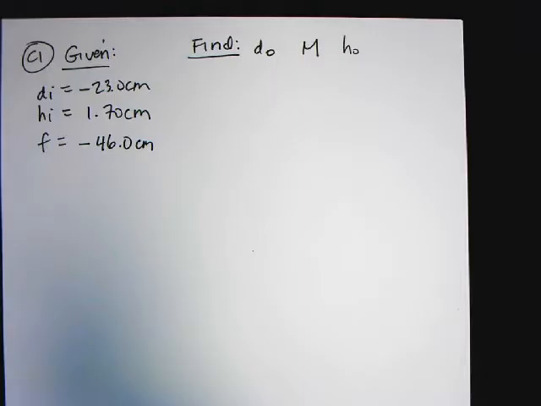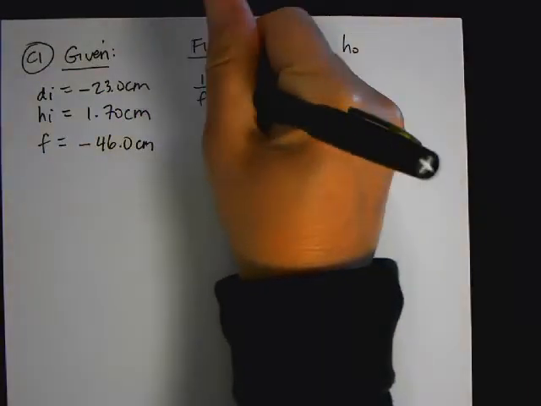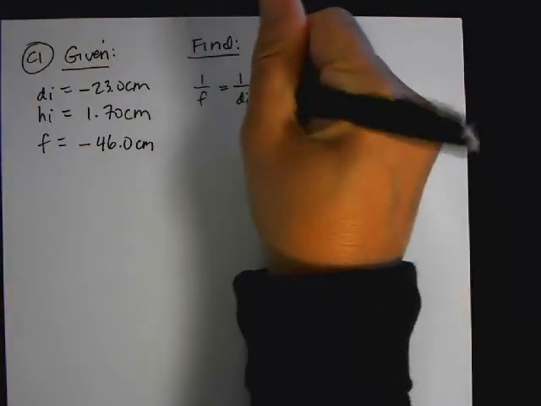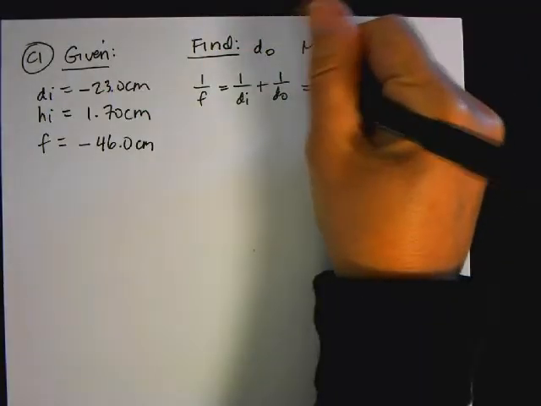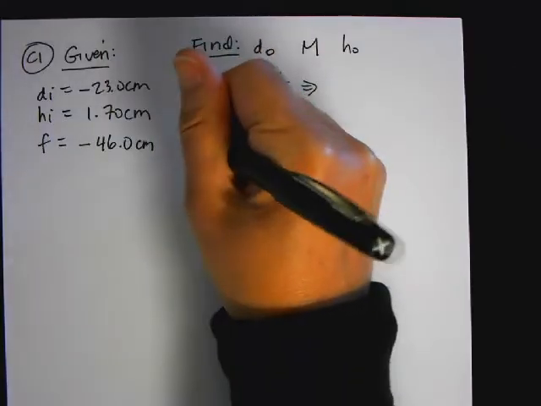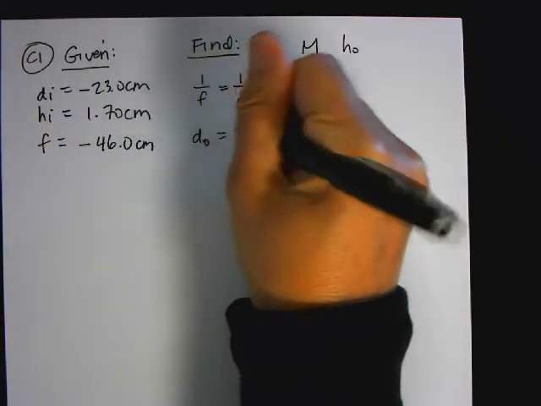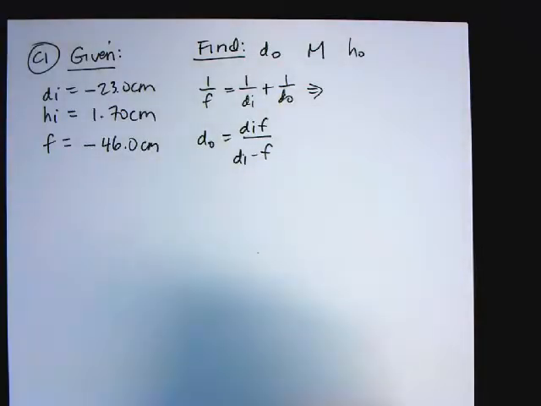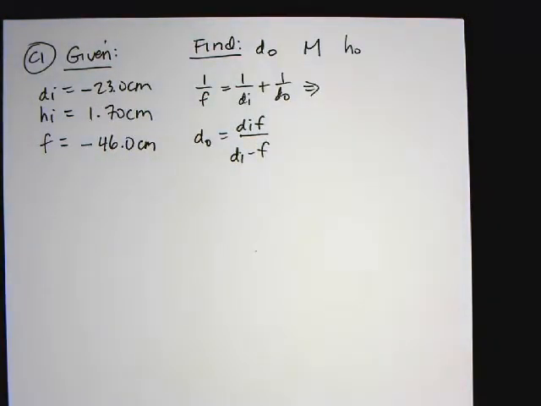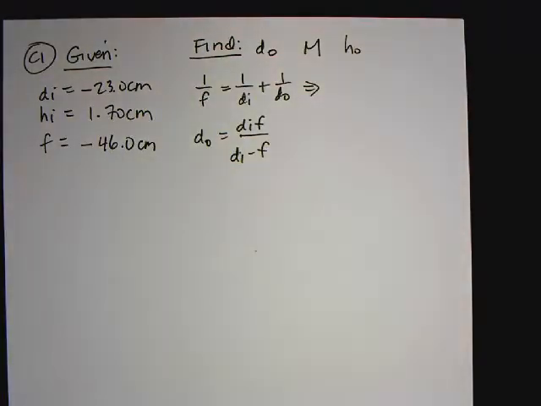So for the first part, I'm going to use the same equation, that 1 over F is equal to 1 over DI plus 1 over DO. And what we did yesterday was we looked at the algebra for rearranging the equation to solve for the unknown in terms of the known. So I'm going to skip all the algebra steps, and I'm going to write the equation DO is equal to DIF over DI minus F. Now when you're substituting these values in, you have to be very careful with your sign convention. With the negatives, it makes a huge difference.